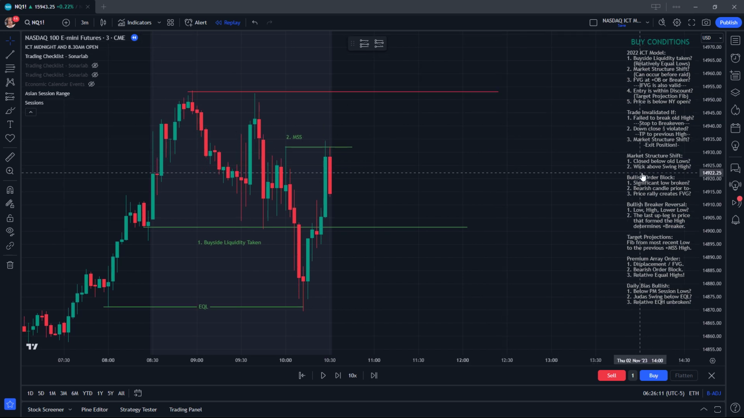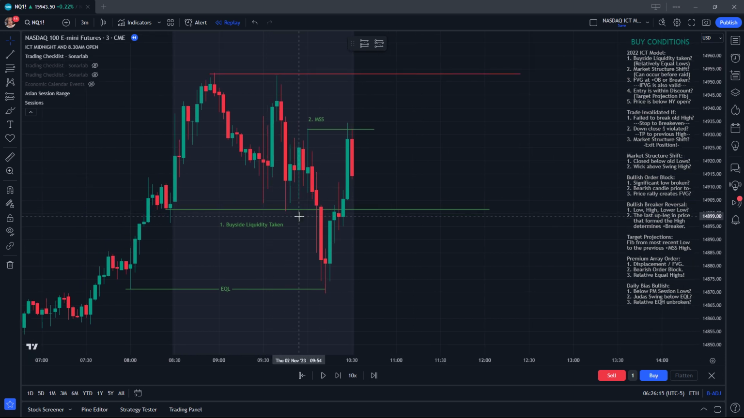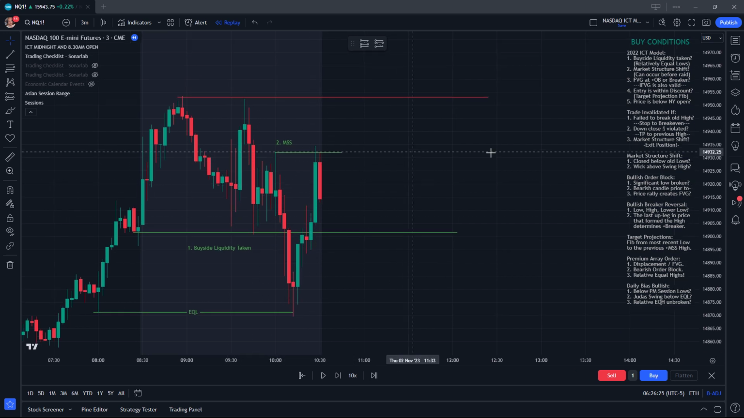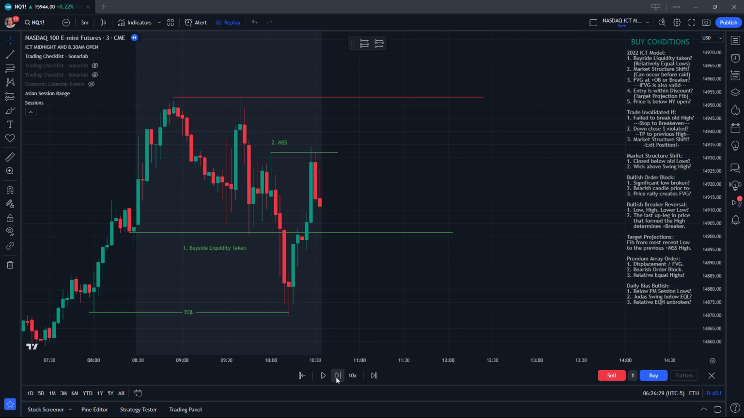Remember, market structure shift has to be closing below an old low, so we've got our previous lows here. This is sort of like a level, so this is definitely closing below these lows here. Let's keep going forward. Okay. Let's start looking at the third condition we need.